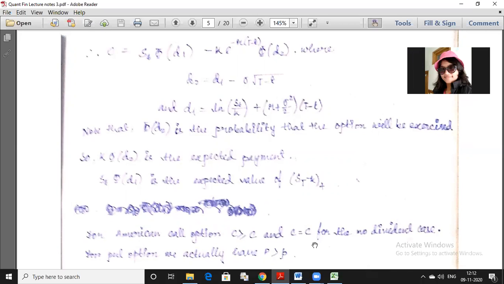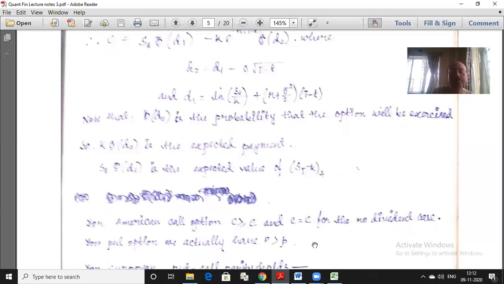Okay. But even under the same situation, no dividend, etc., one can also show that a put option may be exercised early. There might be situations where you are better off exercising a put option before the expiry date. So in general, capital P will be strictly greater than small p, where again capital P is the price of the American put and small p is the European put price.